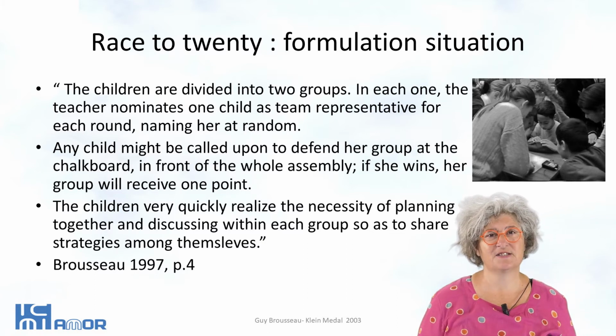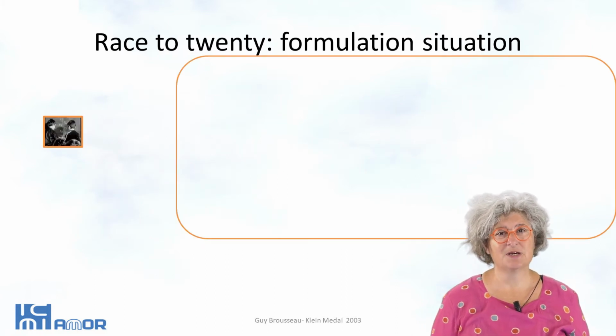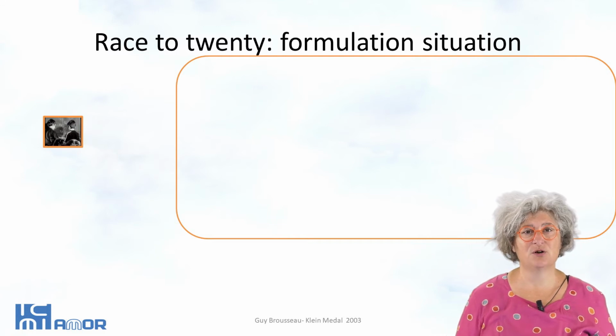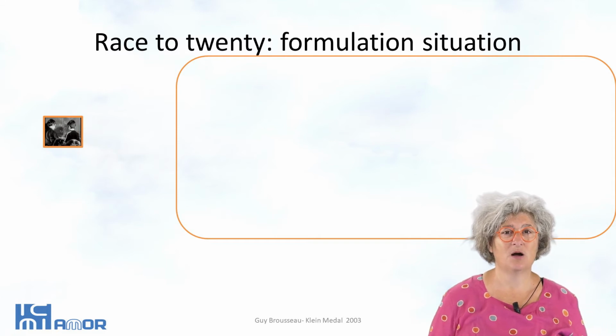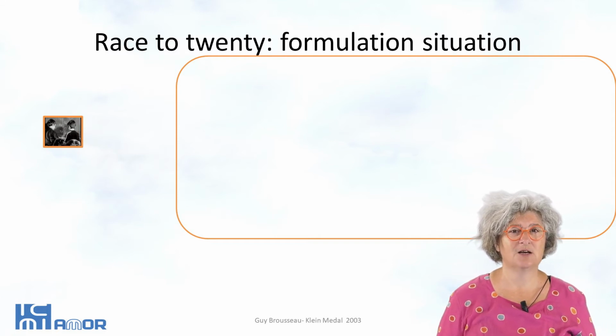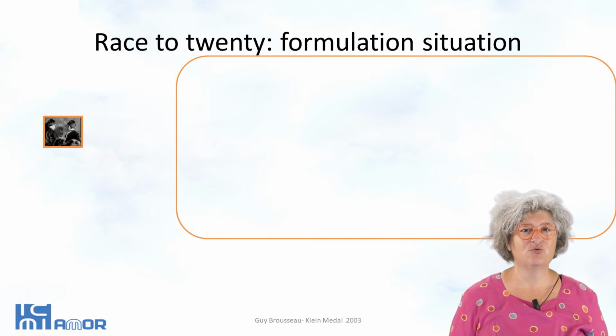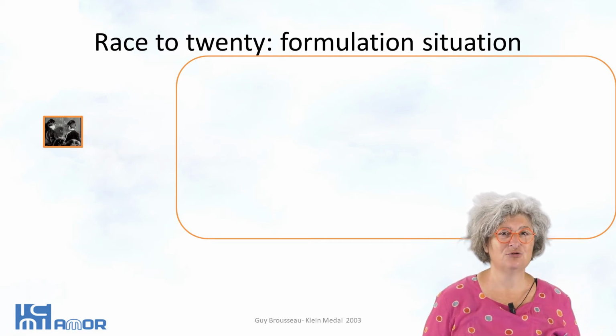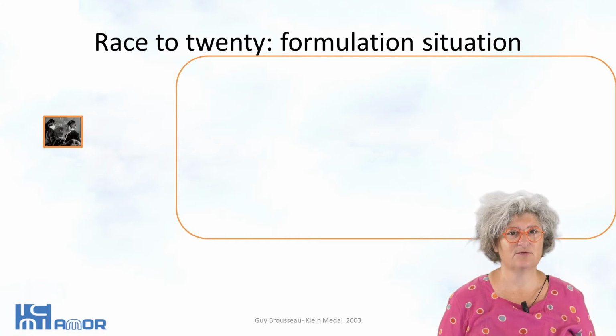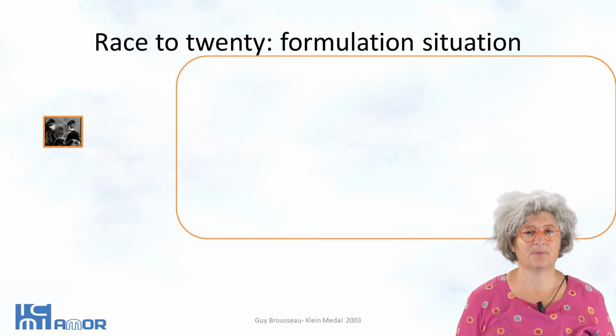We can schematize the formulation situation of the race to 20, which has some particularities in regard to the general schema. Before doing that, we highlight that the problem of the race to 20 is always the same, but the conditions of the mathematical activity, and thus the situation, are different from the previous situation.